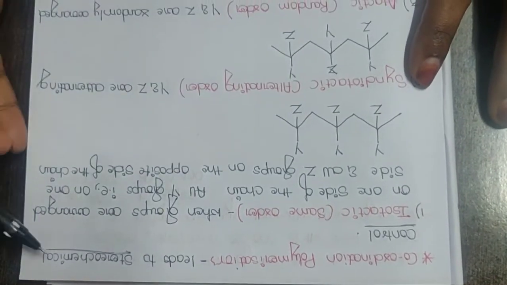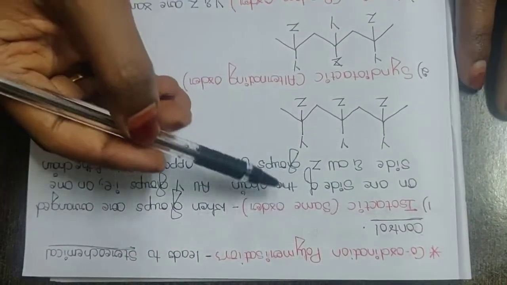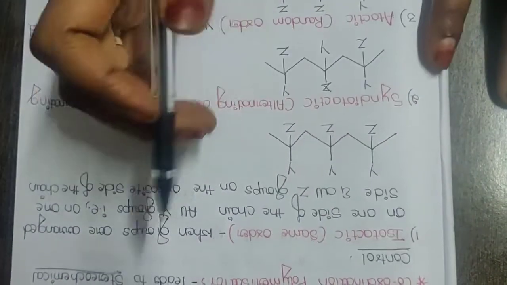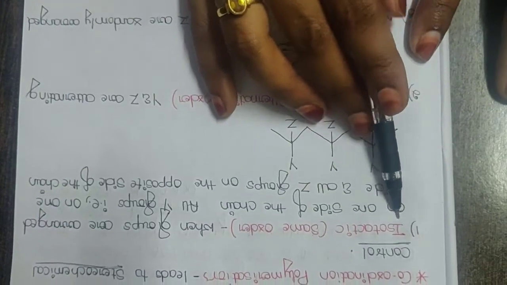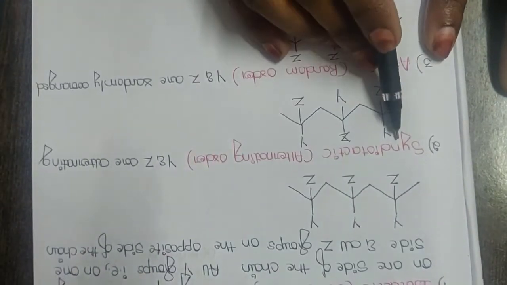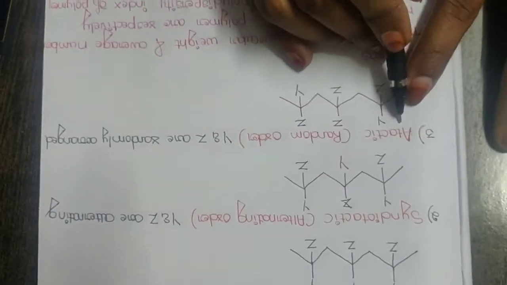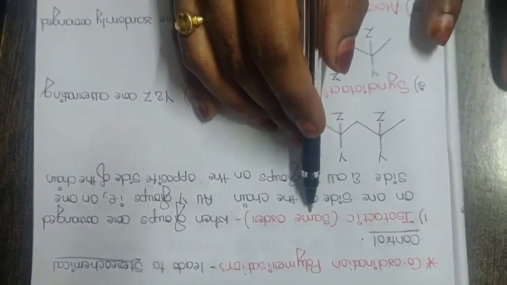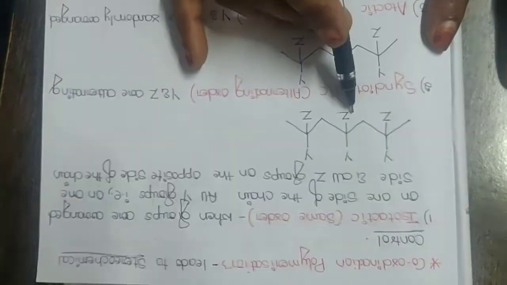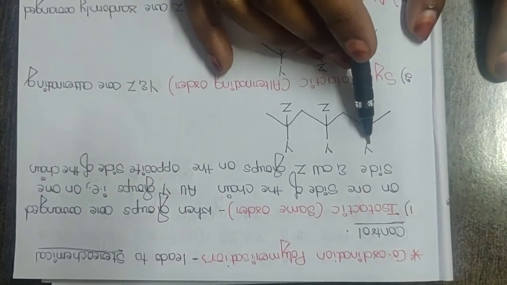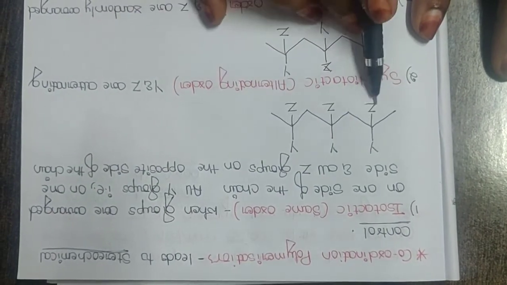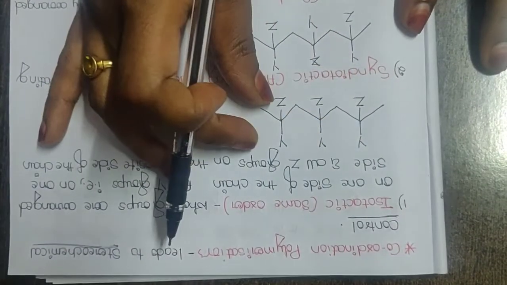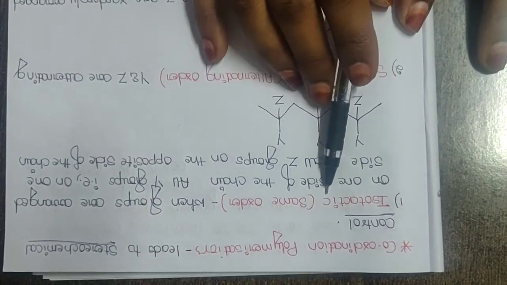Under stereochemical control we have three types of stereoisomers in the resulting polymers: the first is isotactic, the next is syndiotactic, and the third is atactic. Here iso means same, that is, the same groups are aligned on the same side. You can see here that all Y are on the same side, Z are on the same side. Such a stereochemical arrangement is called an isotactic polymer.